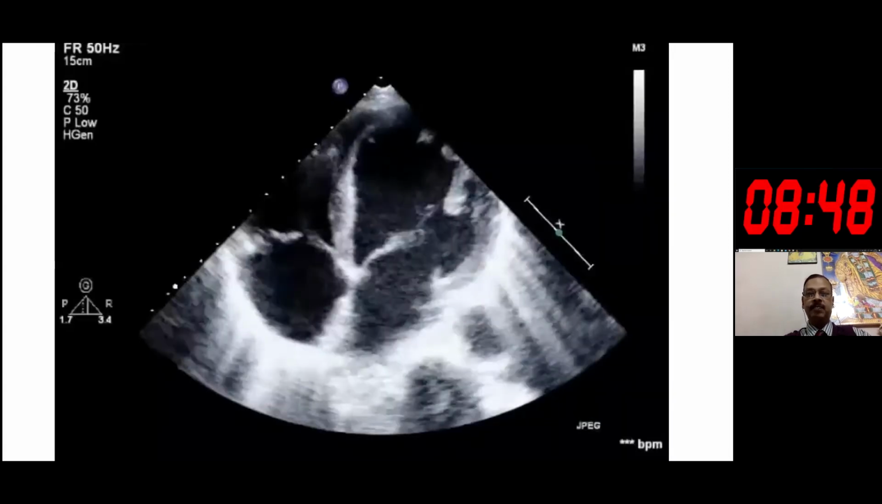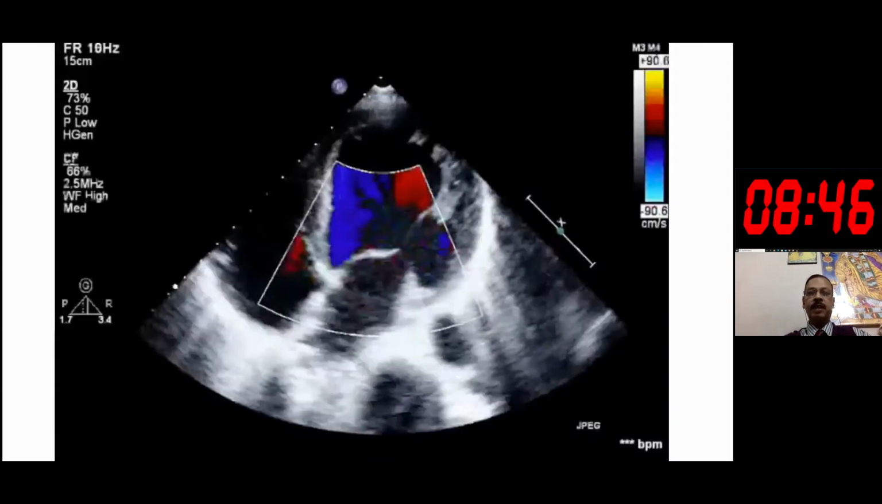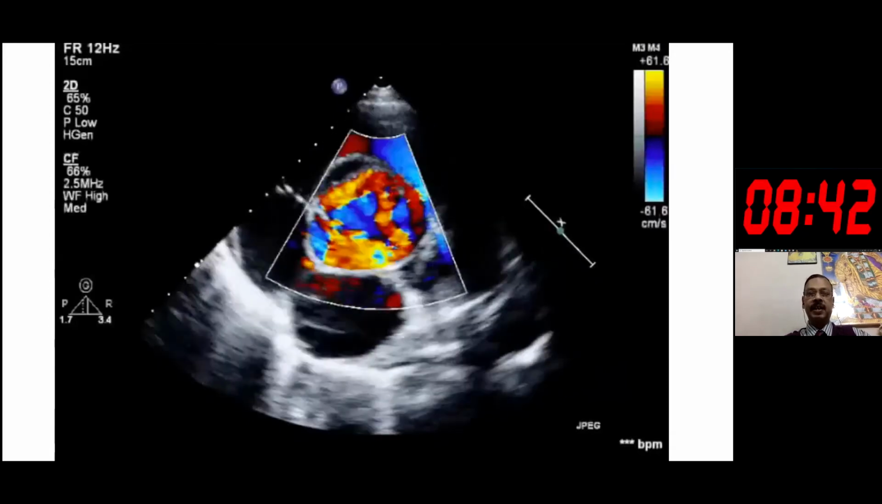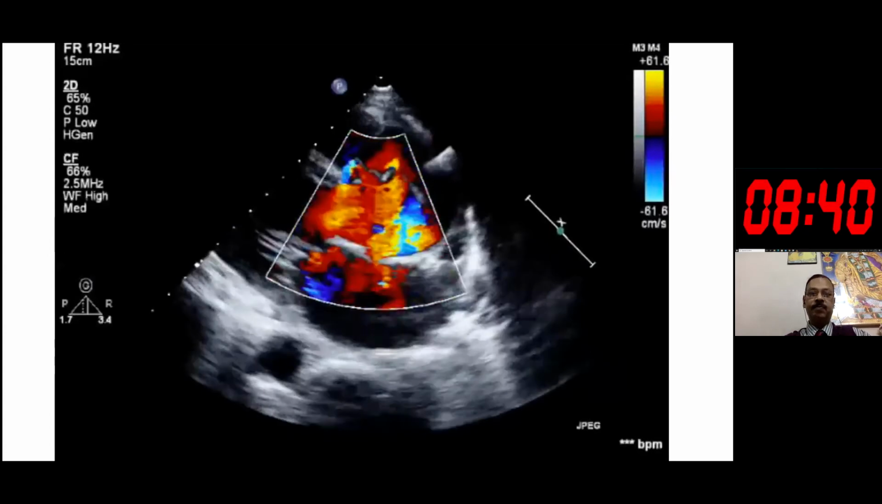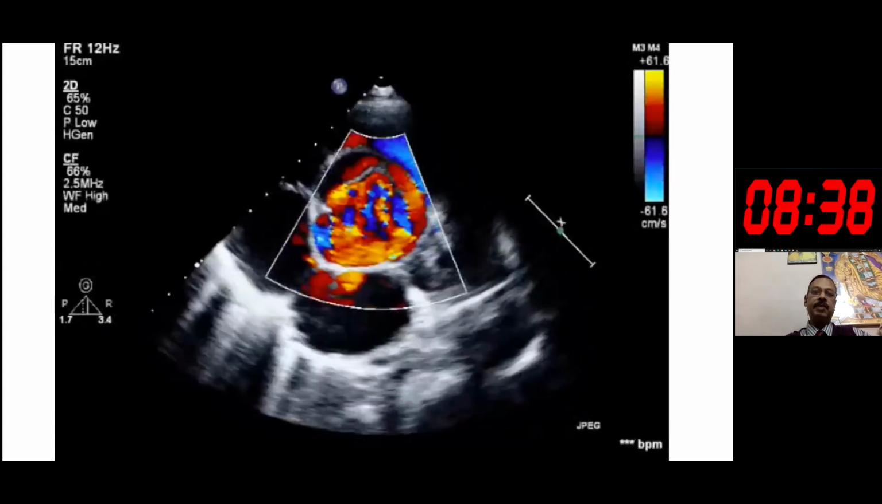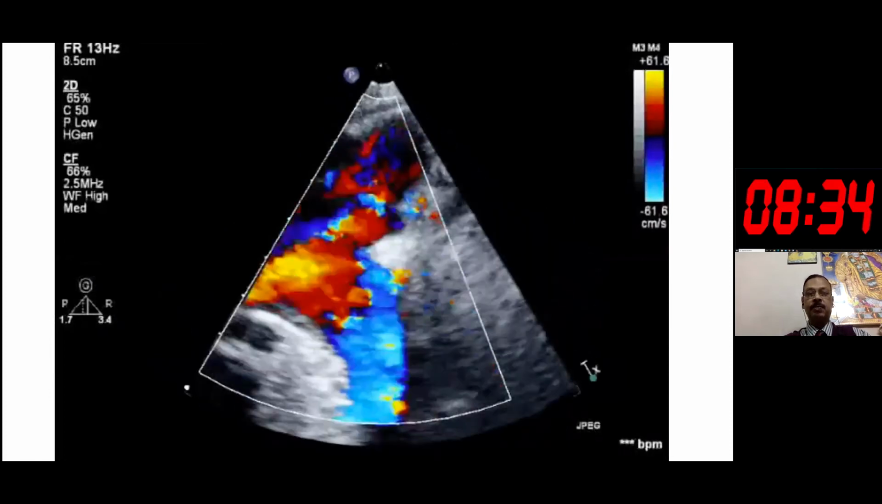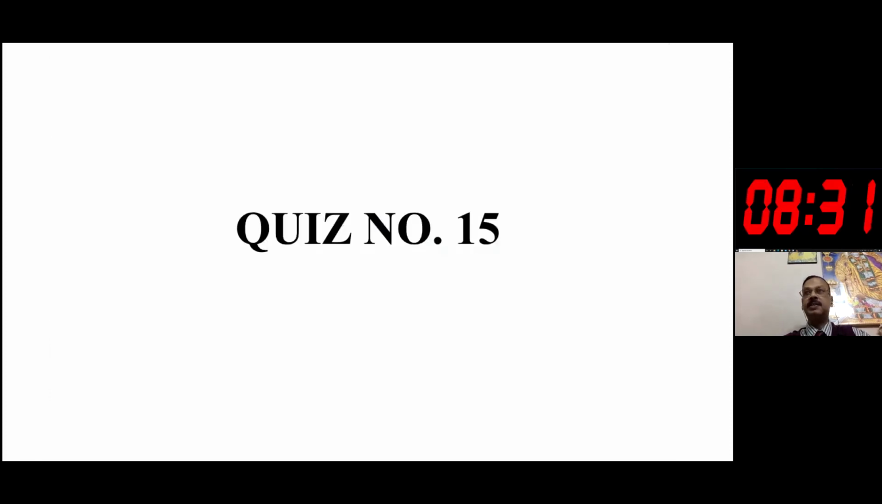See, if you look at this patient very carefully, I have given a single clip from that one. This is basically aortic dissection, and you can see this is the picture I have given to you. This is the clipping, I cut it from here, and this is a picture of the aortic dissection. So aortic dissection is the correct answer. Quiz number 15.